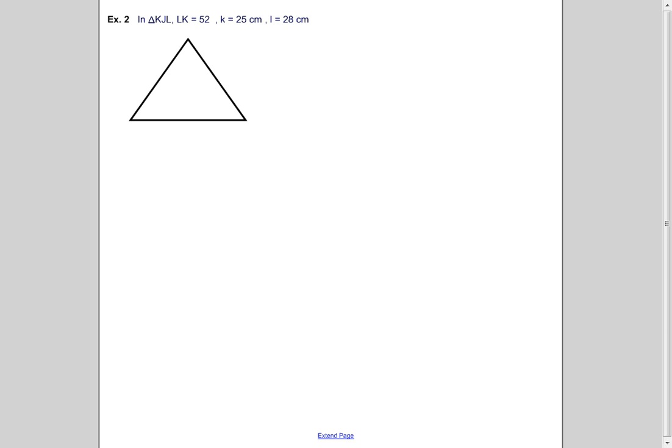Let's take this triangle. In triangle KJL, angle K is 52 degrees, little side k is 25 and little side l is 28. So I'm going to go with K here, J here, and L here. So my little k is here, which is 25. My little l is across the triangle from big L, so it is 28 over here. And little j would be here. The angle that I know is angle K at 52 degrees.